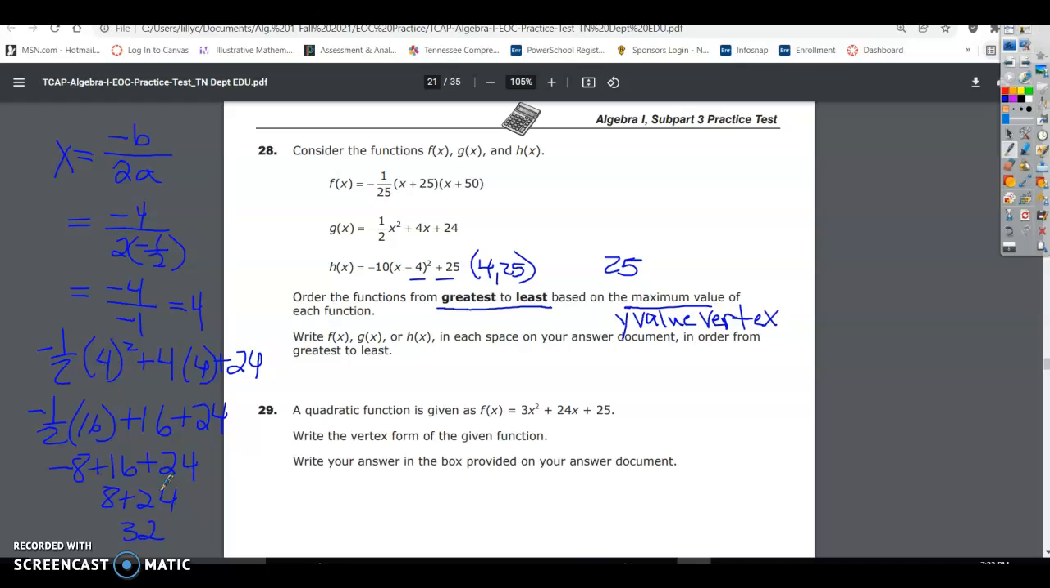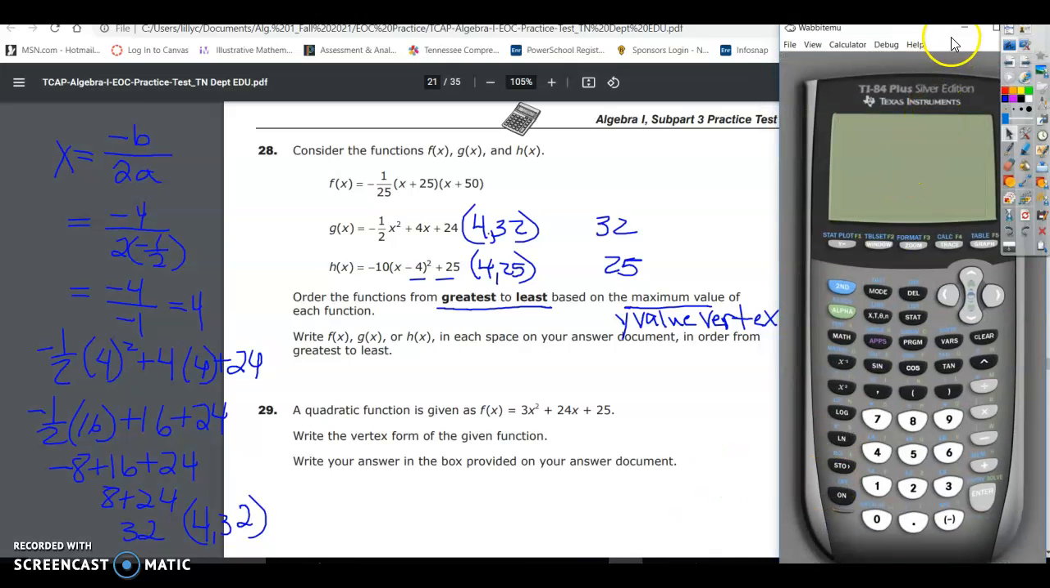So (4, 32) is the vertex for g of x, which means 32 would be the maximum value, because your maximum comes from your y-axis. Remember, your vertical axis is your max or min. Your horizontal axis is the x value. All right, let's just double check this real quick.